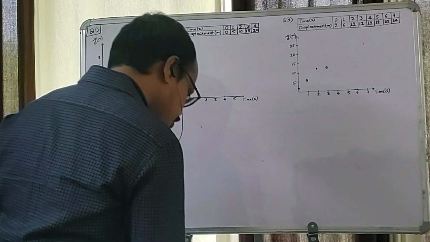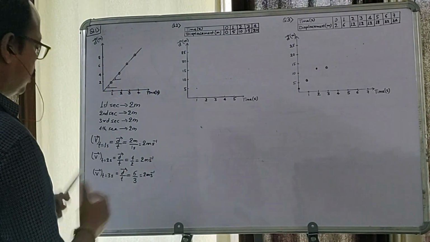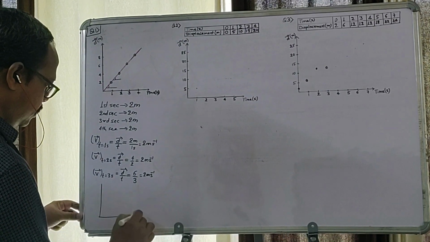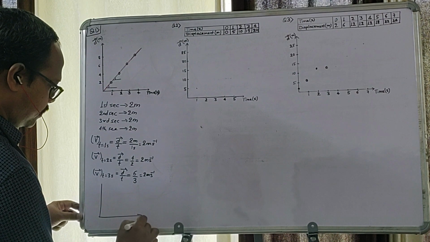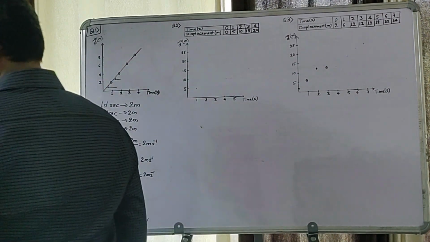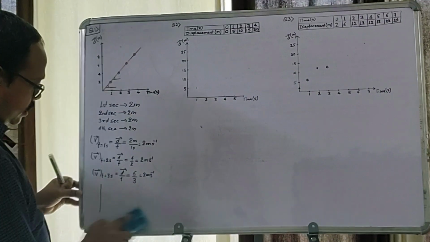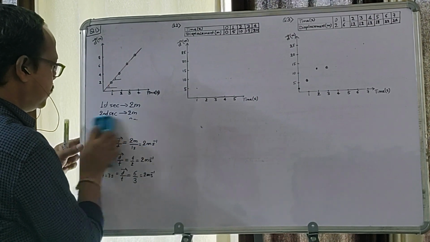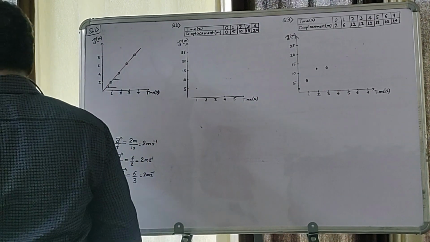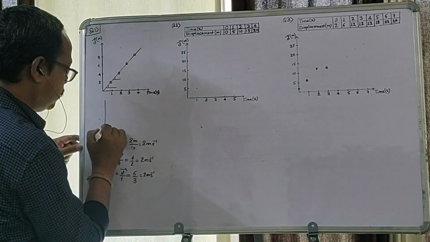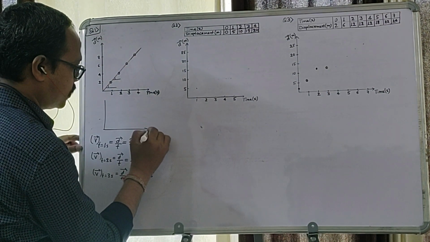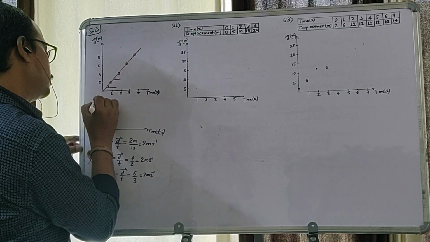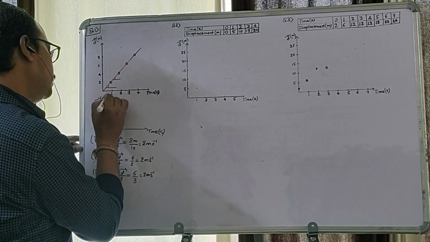And now it is asking us to draw the velocity time graph. So how to draw the velocity time graph of this? Here we can draw it quickly. I can take this data, and here I can quickly draw the velocity diagram. This is the time in seconds, and this is the velocity in meter per second.